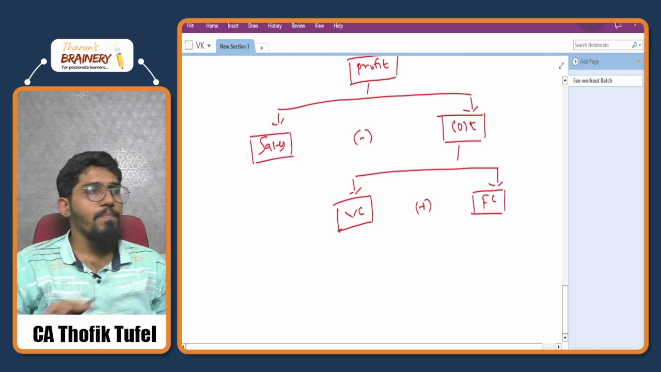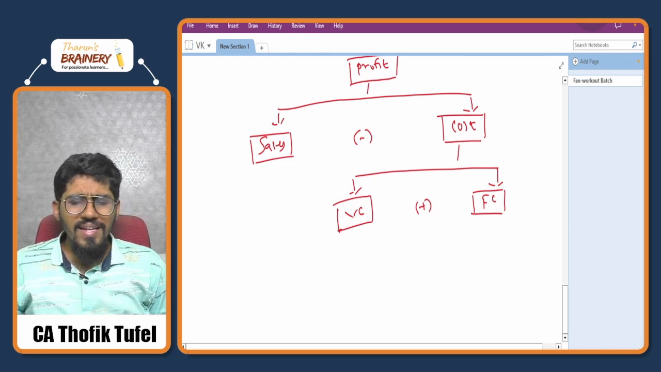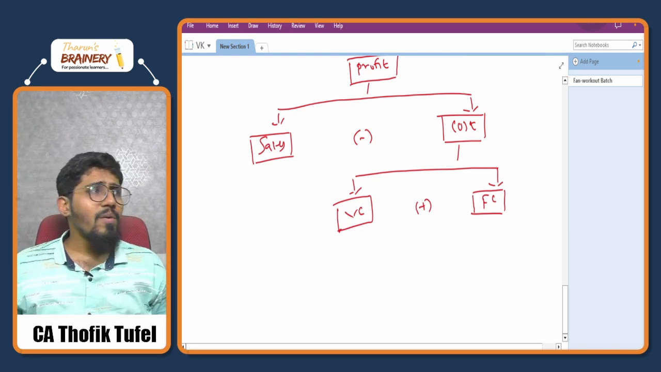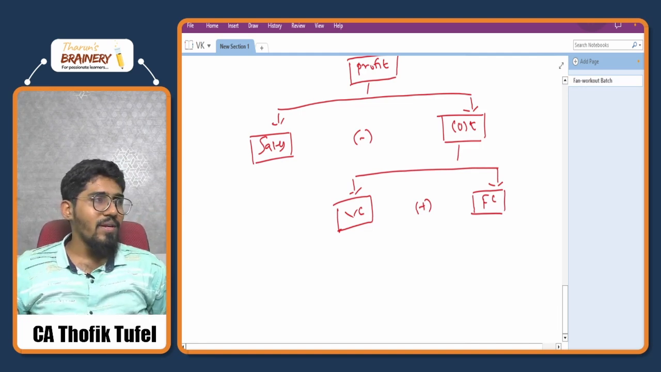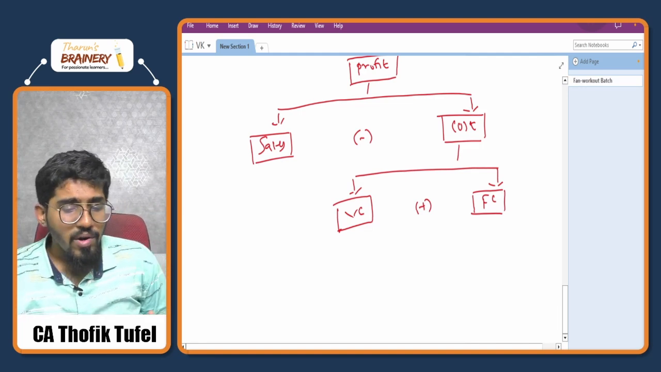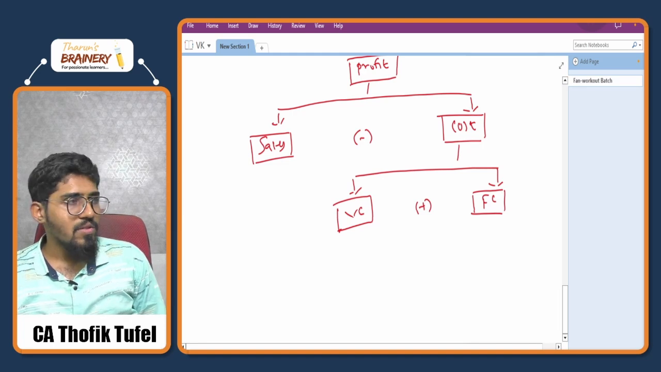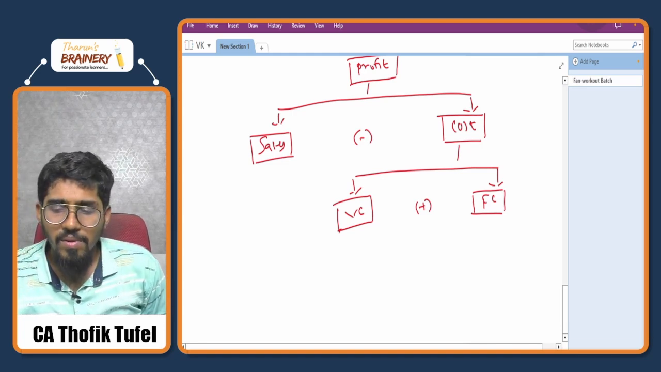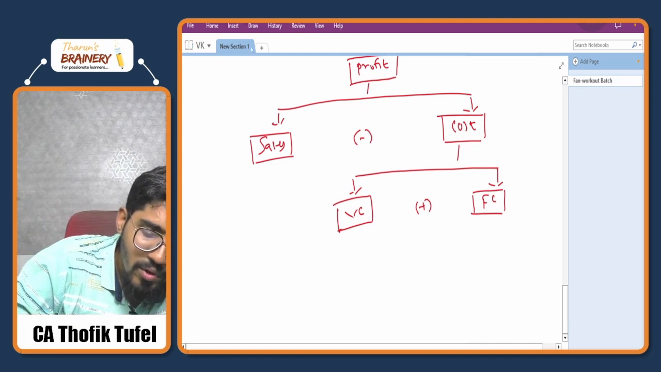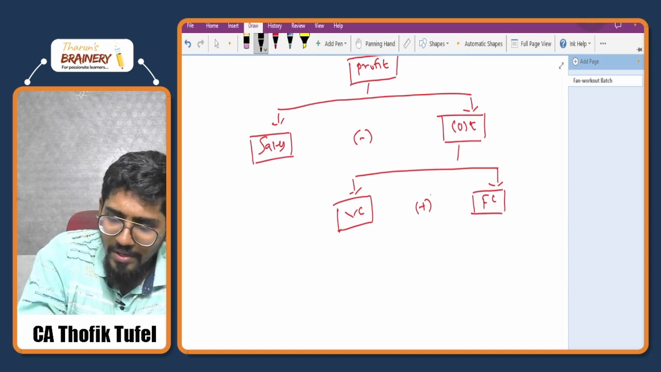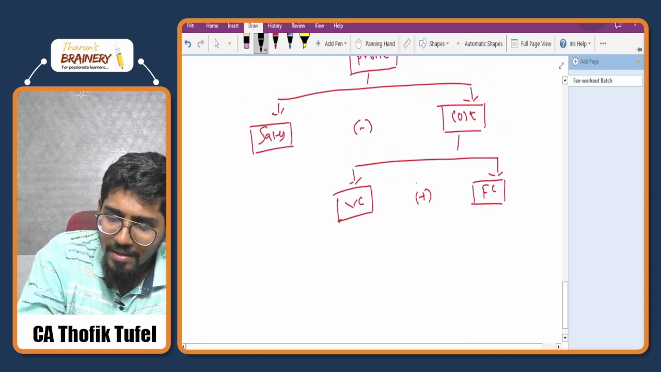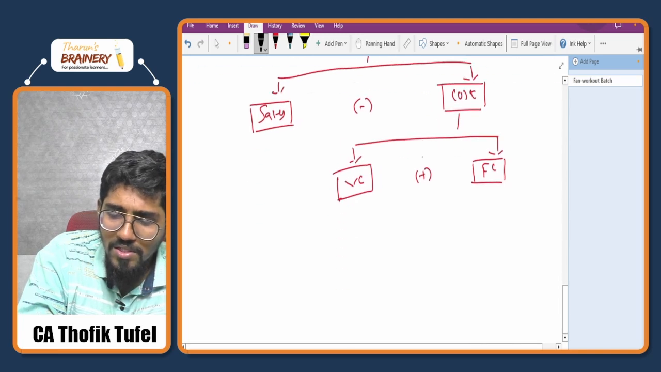Okay, sir. Now what I'm doing here is this format, correct? This is a fat format, and I want to bring a slim format. This is the fat thing: profit is equal to sales minus cost. Cost is equal to variable cost plus fixed cost. What I'm going to do is just try to slim it down. Sales minus cost is equal to profit, right?